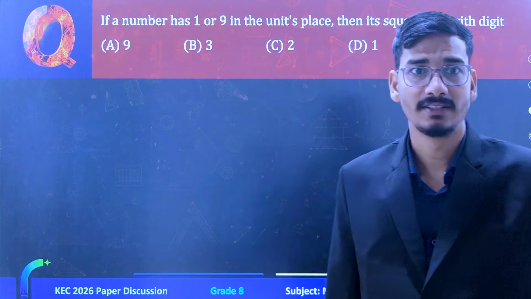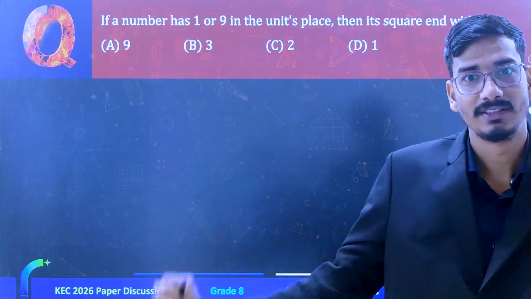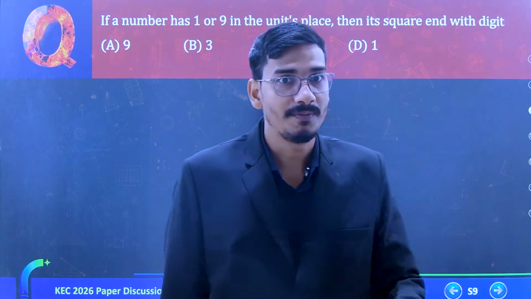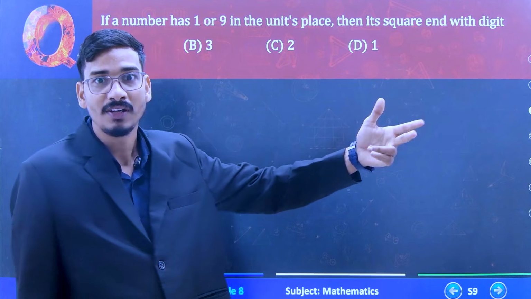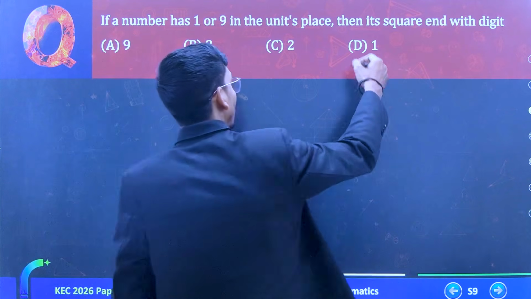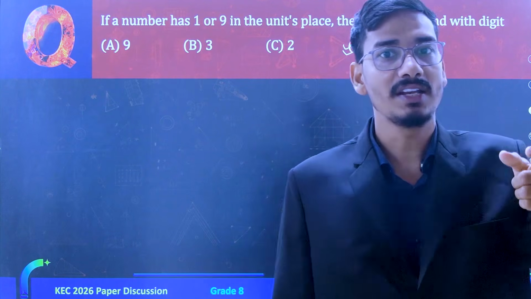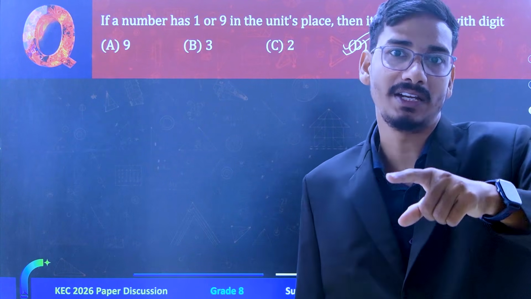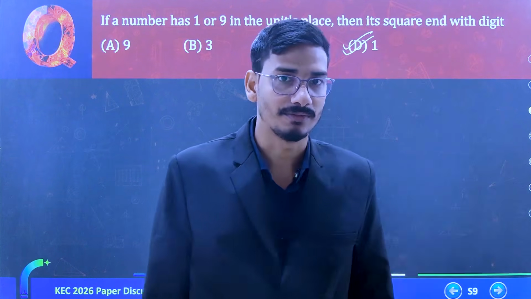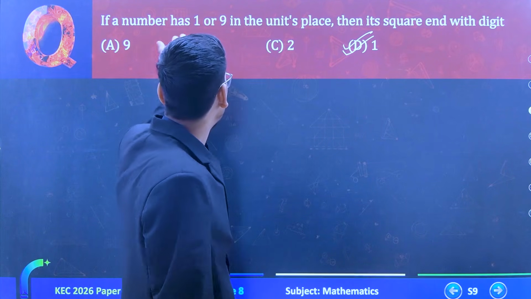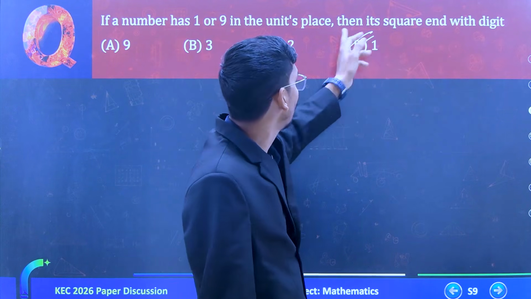If a number has 1 or 9 in the unit place, then its square ends with what? If a number has 1 and 9 in the unit place, then its square also ends with 1. Yes or no? It's a simple, easy question. The square of 1 is 1, the square of 11 ends with 1, the square of 21 is 441, ends with 1. In the same way, the square of 9 is 81, so it ends with 1. Yes or no? So in this case, if the number has 1 and 9 in the unit place, then its square also ends with 1.